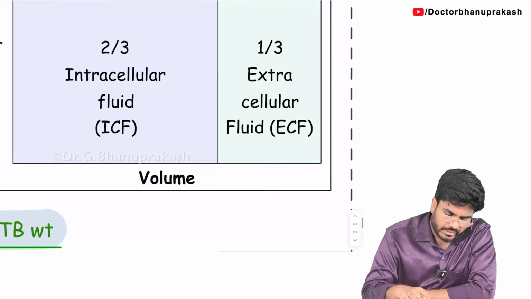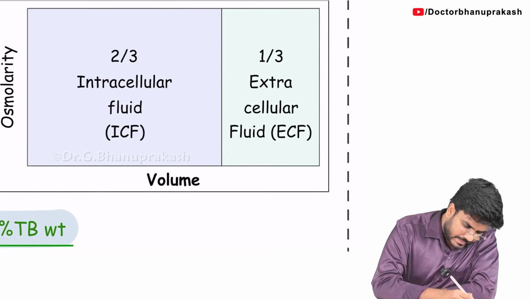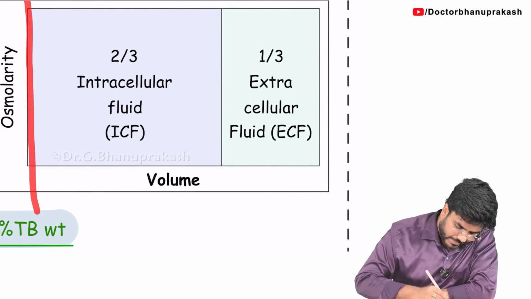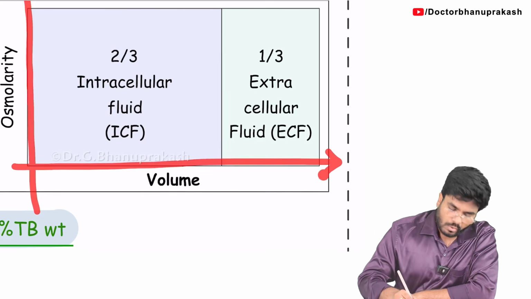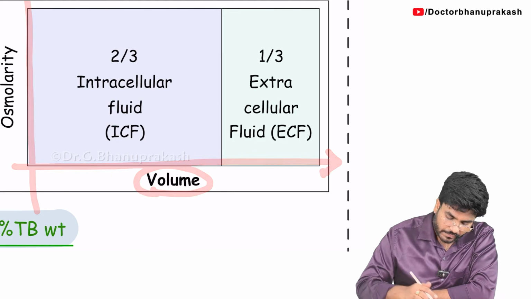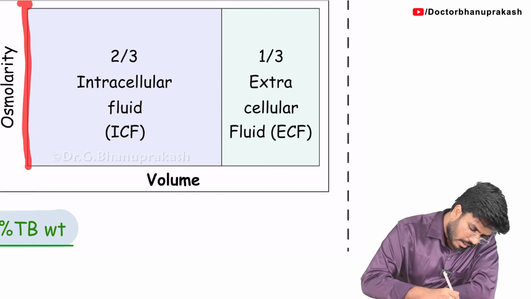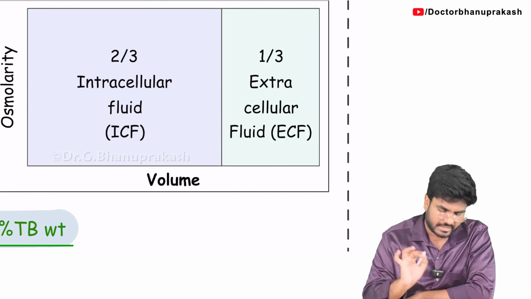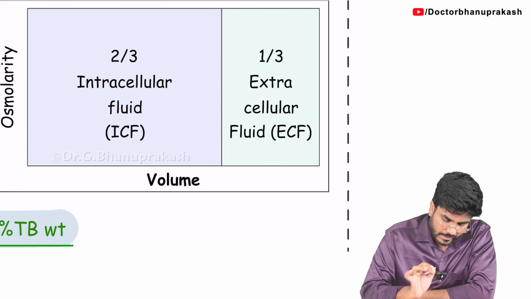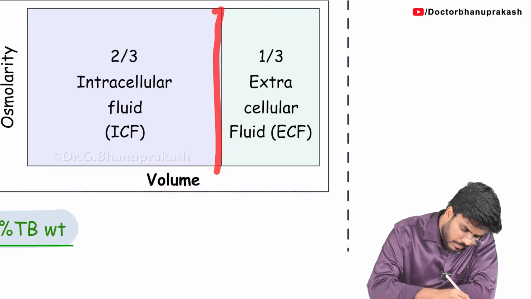The diagram which I am showing you here is the Darrow-Yannet diagram. Look at the x-axis. Let's divide it into x-axis and y-axis. Now, on the x-axis, what is given? Volume is given on the x-axis. And on the y-axis, what is given? Osmolarity is placed on the y-axis.